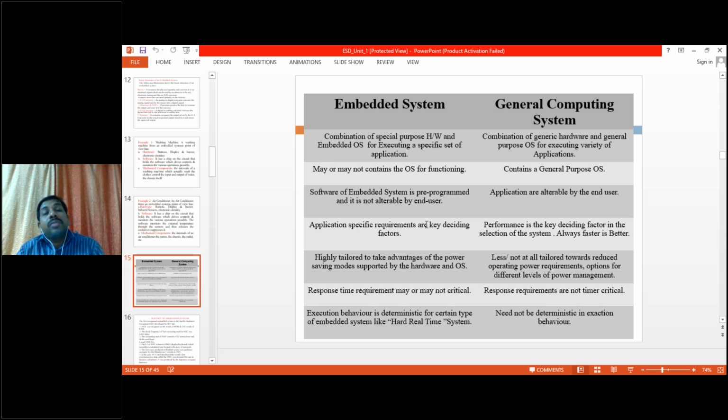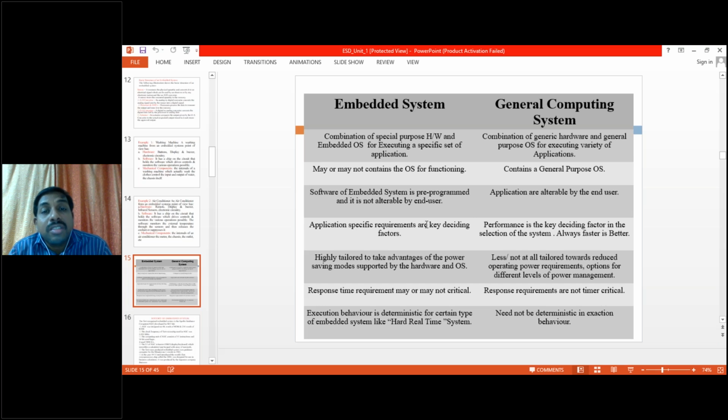We have designed a specific system called embedded system, which looks like a general computing system, but it is unique and it is not general like your desktop systems. So we are just differentiating our embedded system from a general computing system. Your embedded system is a combination of special purpose hardware. The processor designed is special purpose. The processor can be a microprocessor or microcontroller.